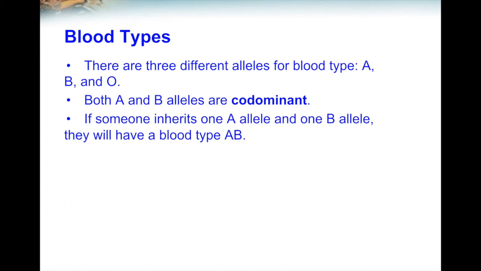Well, what about the O allele? So the O allele is recessive compared to A or B. So that means O will be overpowered.